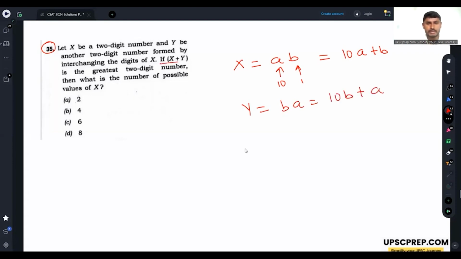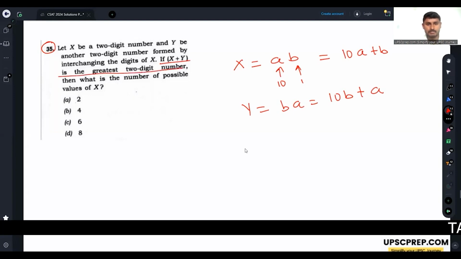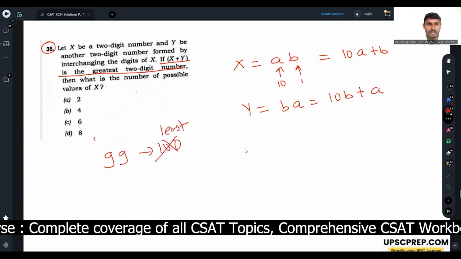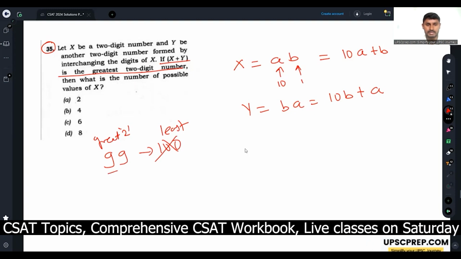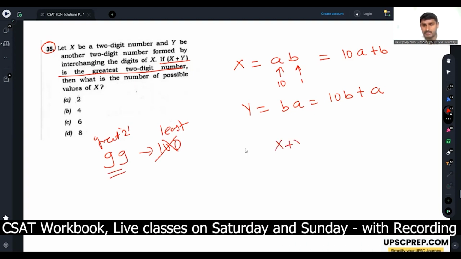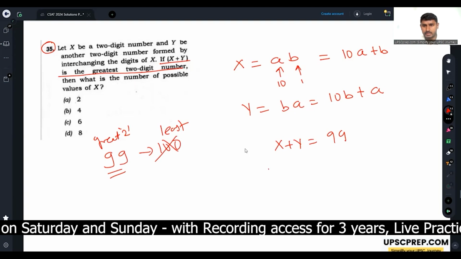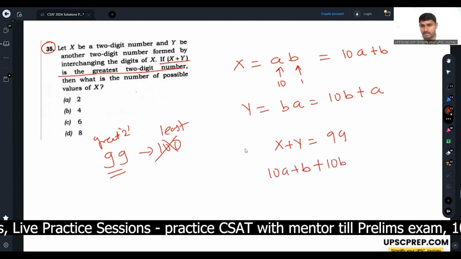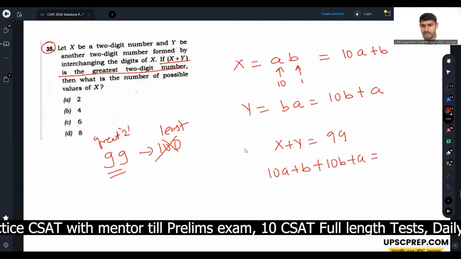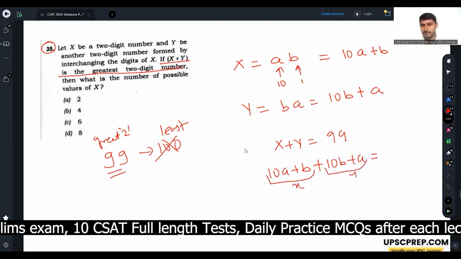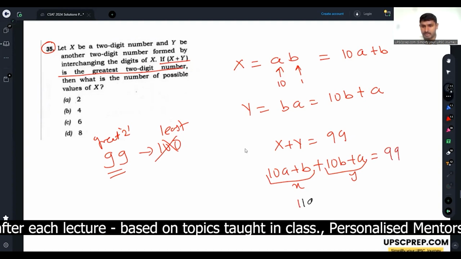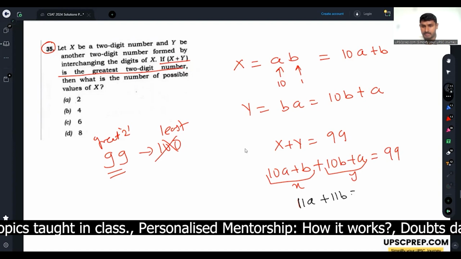So what they are saying, if X plus Y is the greatest two-digit number. What is the greatest two-digit number? 99. Okay. After that you get 100, but it is the three-digit number. It is the least three-digit number, and this is the greatest two-digit number, right? 99. So what they are saying, X plus Y जो है, that is 99. So let's say now 10A plus B, which is X, and 10B plus A, which is Y. That is equal to what? 99, greatest two-digit number. तो ये कितना हो जाएगा? This will be 11A plus 11B is equal to 99.